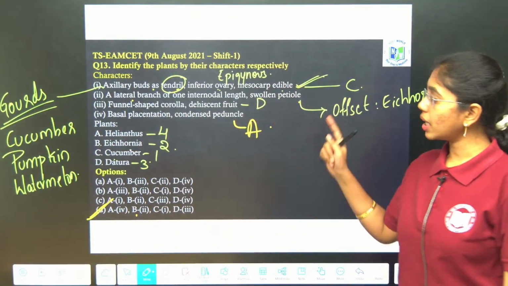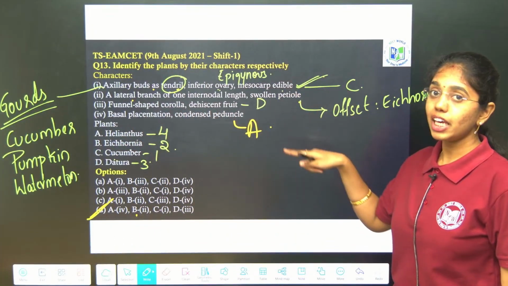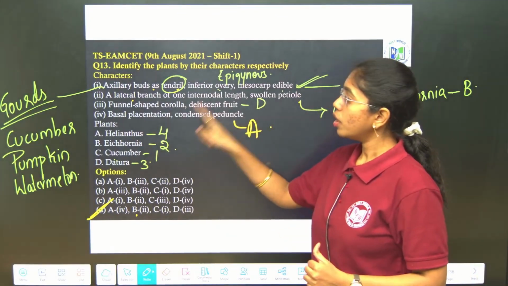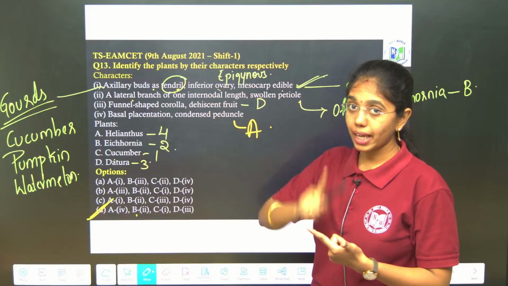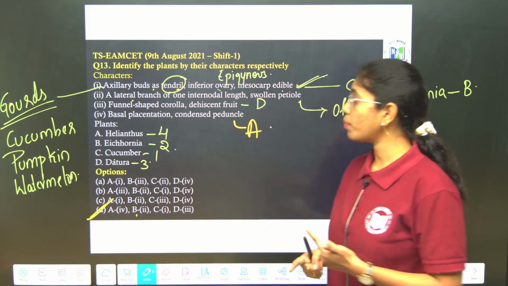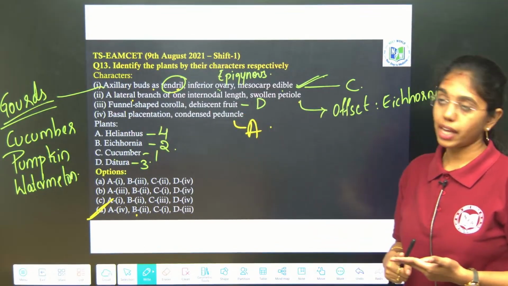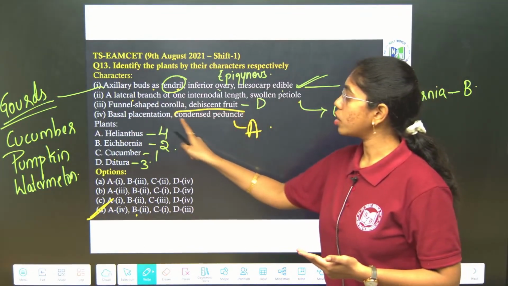So, see, in a single question multiple things are asked. You should have a clear note on placentation, you should have a clear note on the aerial, subaerial and underground stem modifications, you should have a clear note on the type of fruits as well, and inflorescence is also included.